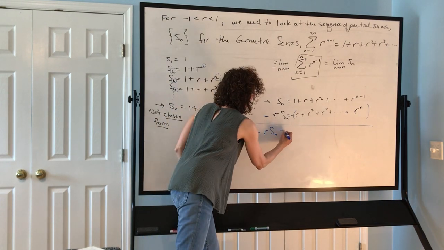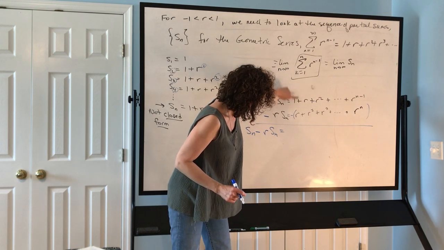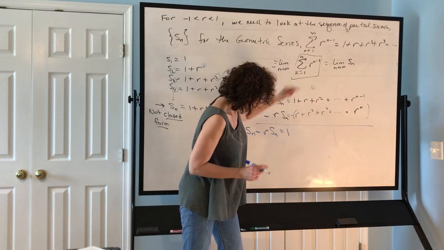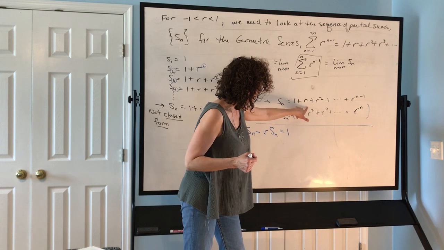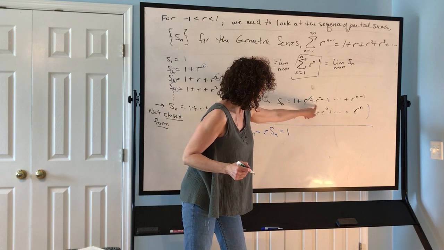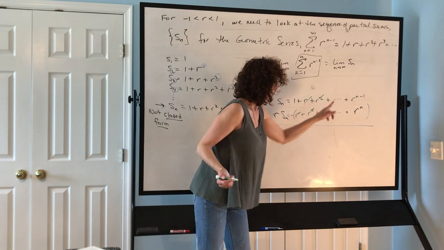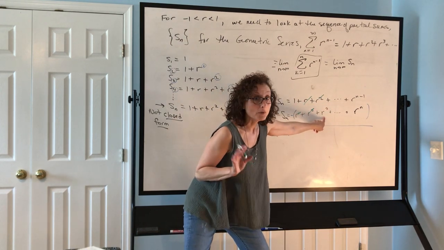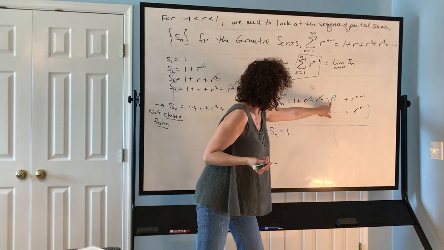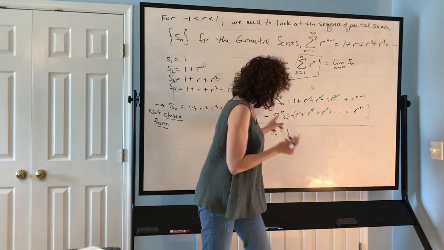Now what's going to happen on the right side? I've got 1 up here. I don't have any constants down here, so that 1 is going to stay there. And then I've got plus r, but down here I'm going to have a minus r, so those are going to cancel. And then I've got a plus r squared, but down here a minus r squared, so those cancel. Then there's an r cubed right there, and that r cubed is going to cancel the minus r cubed. Okay, let's keep going.